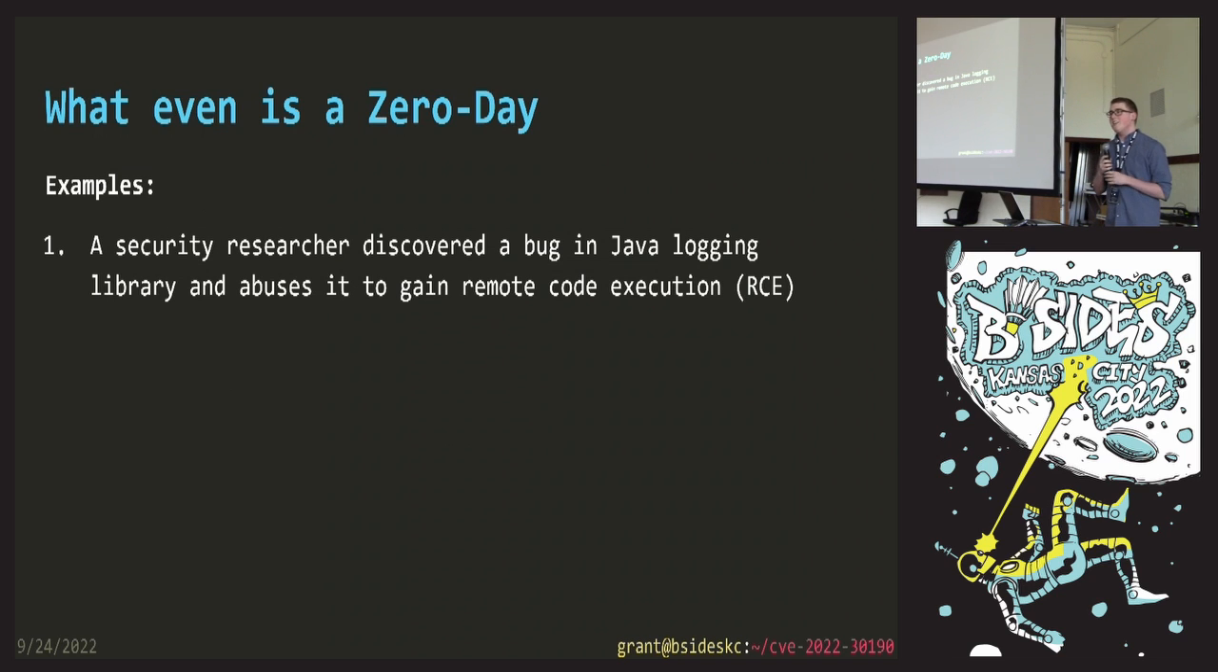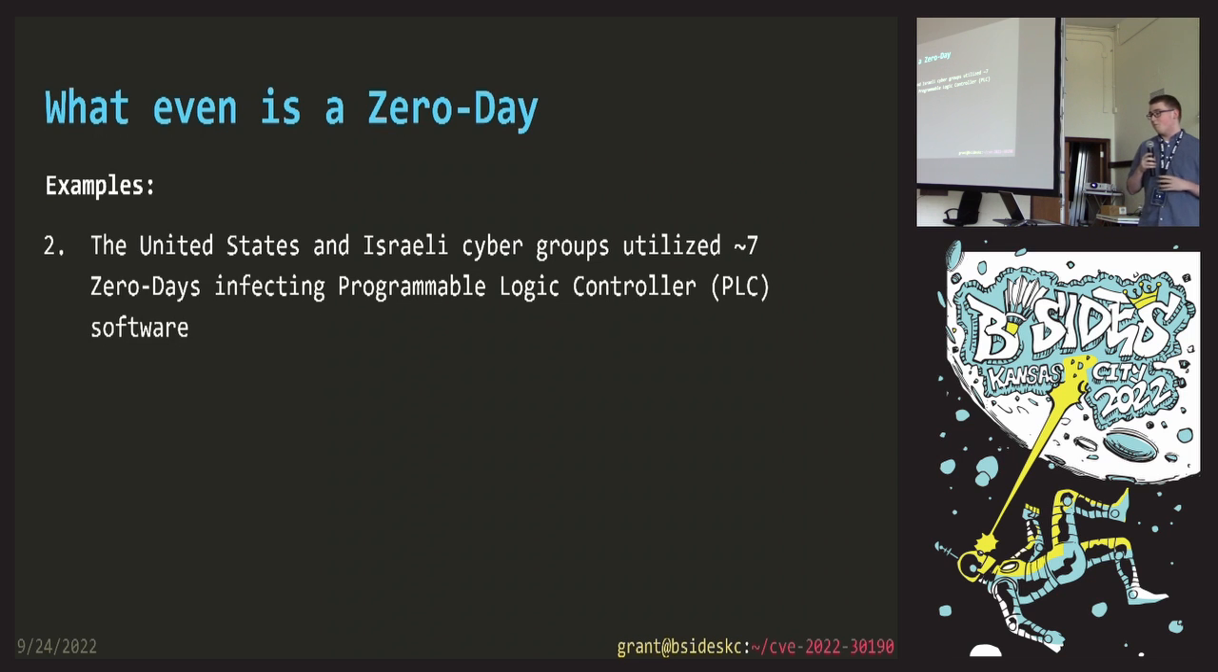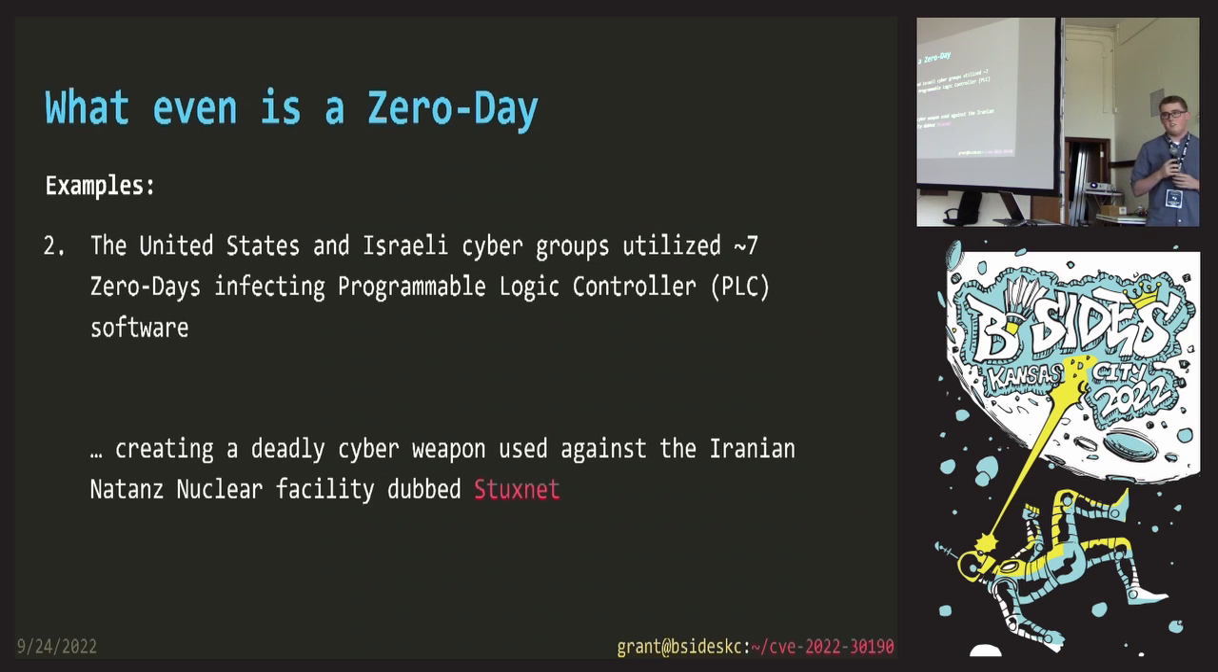I would bargain many of you already know what a zero day is, but if you've never used that term before, it's easier to make that connection by looking at a couple examples. The first one: a security researcher discovering a bug in a Java logging library which is abused to gain remote code execution. Obviously, this was the infamous Log4Shell attack, a very prominent zero day. Another was when United States and Israeli cyber groups utilized approximately 7 zero days infecting programmable logic controller software, which created a deadly cyber weapon dubbed Stuxnet. Hopefully those two show you the implication: these zero days are very important for the security community to get under control.